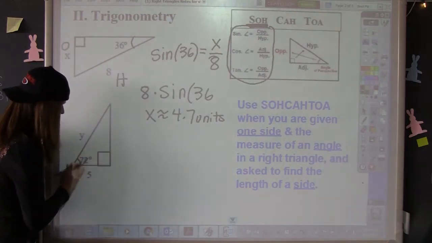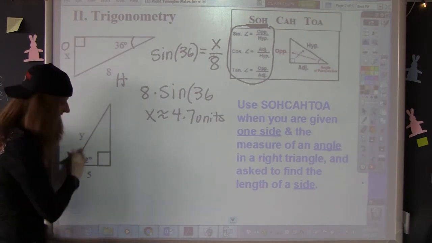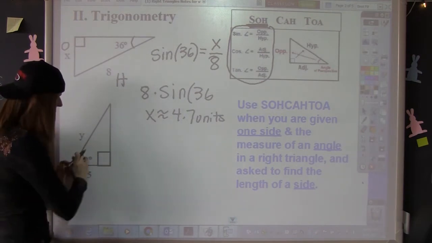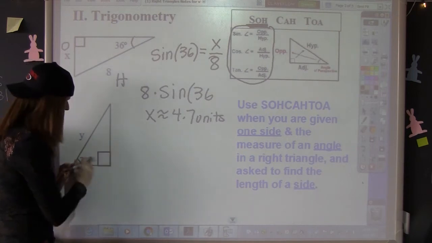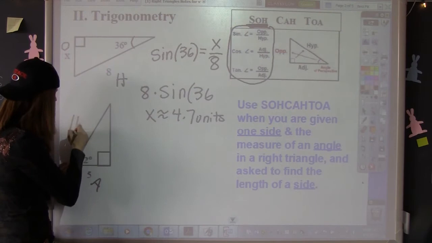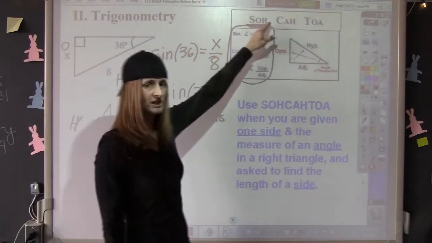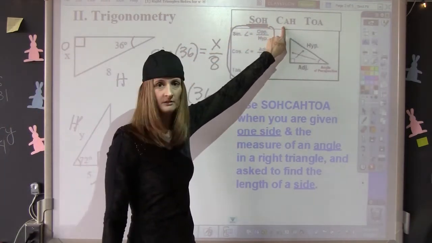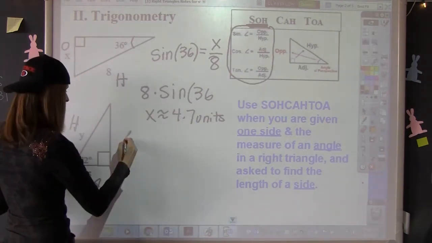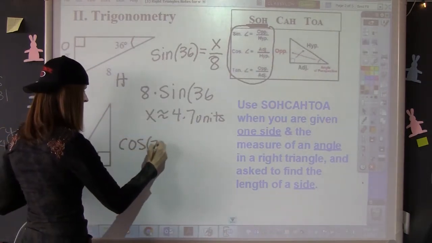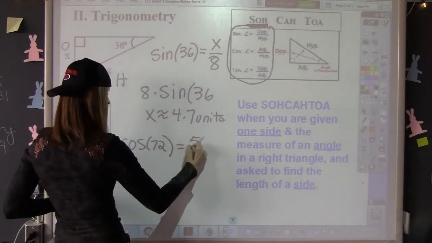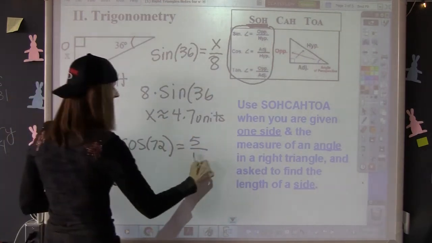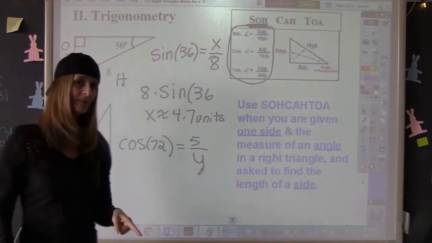Referencing this angle, this 5 is adjacent. This side would be opposite. We don't have that side and we're not looking for that side. We have the adjacent side and the hypotenuse. Which trig ratio uses adjacent and hypotenuse? Cosine. So we're going to use the cosine of this angle equals adjacent over hypotenuse. Now, our unknown is in the denominator.